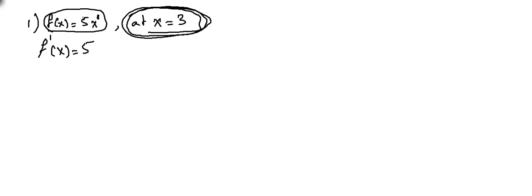f of x equal 5x is a linear equation. It's the equation of a straight line passing through the origin. And the equation of a straight line has a constant slope. This means the derivative, whatever x changes, will be 5. But let us do it using the definition.